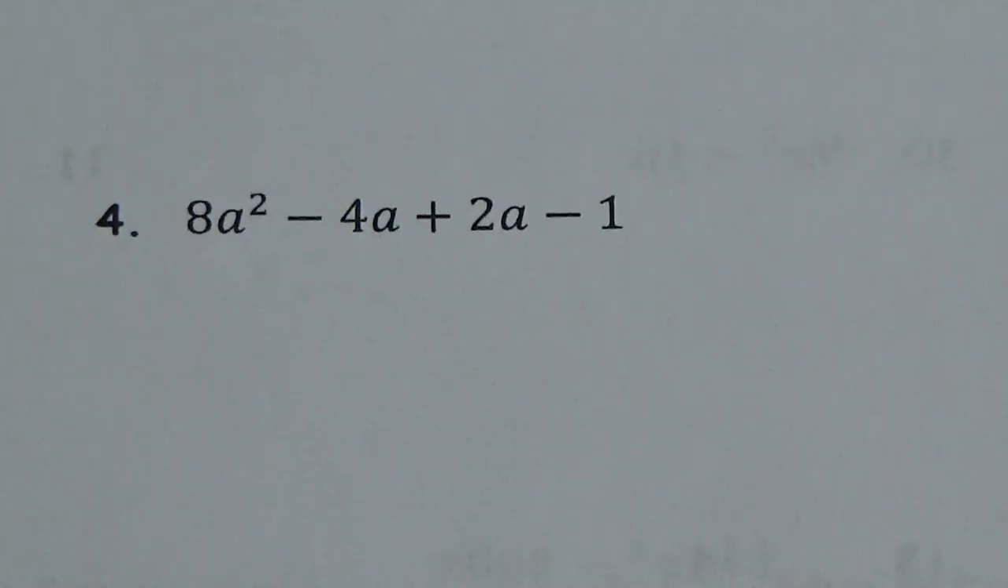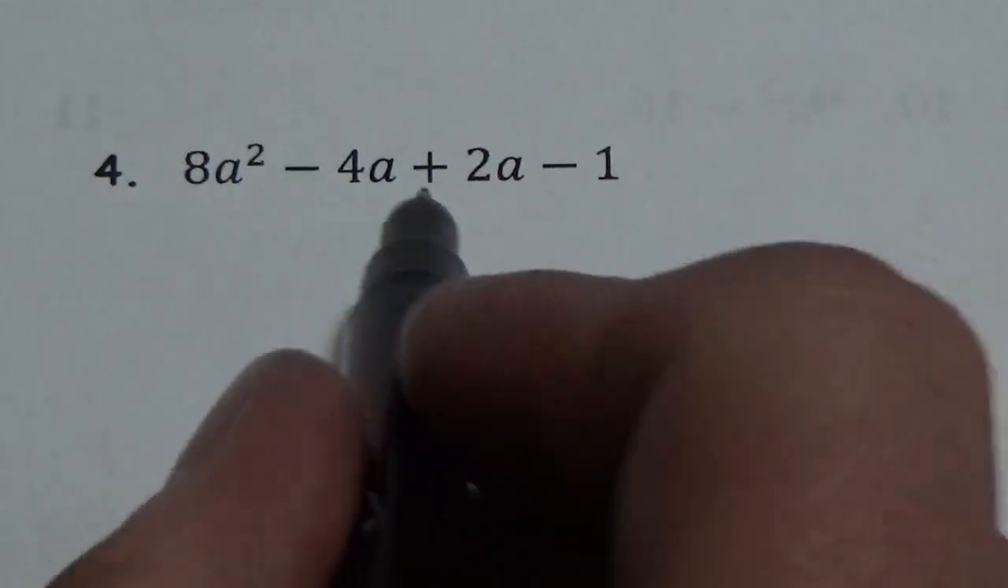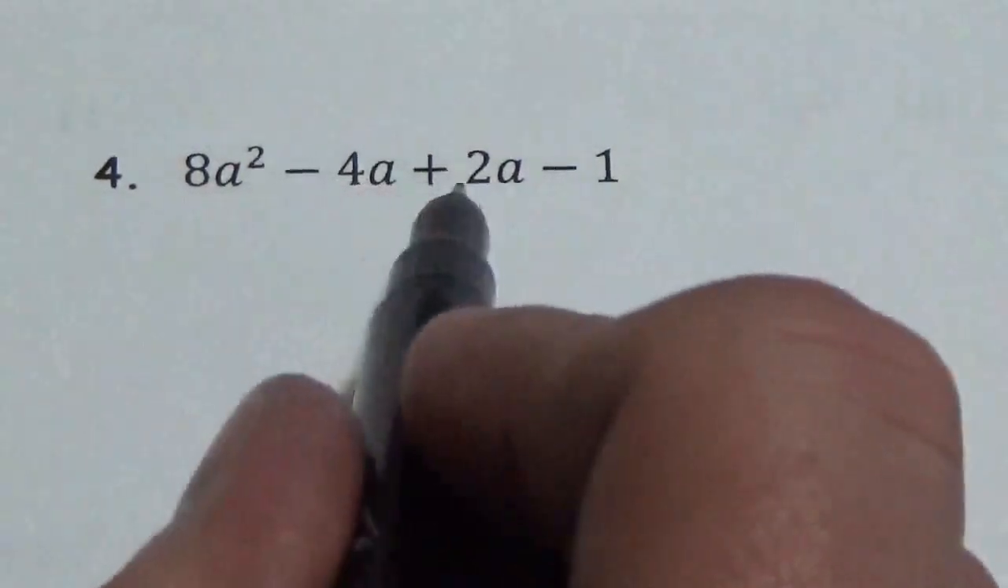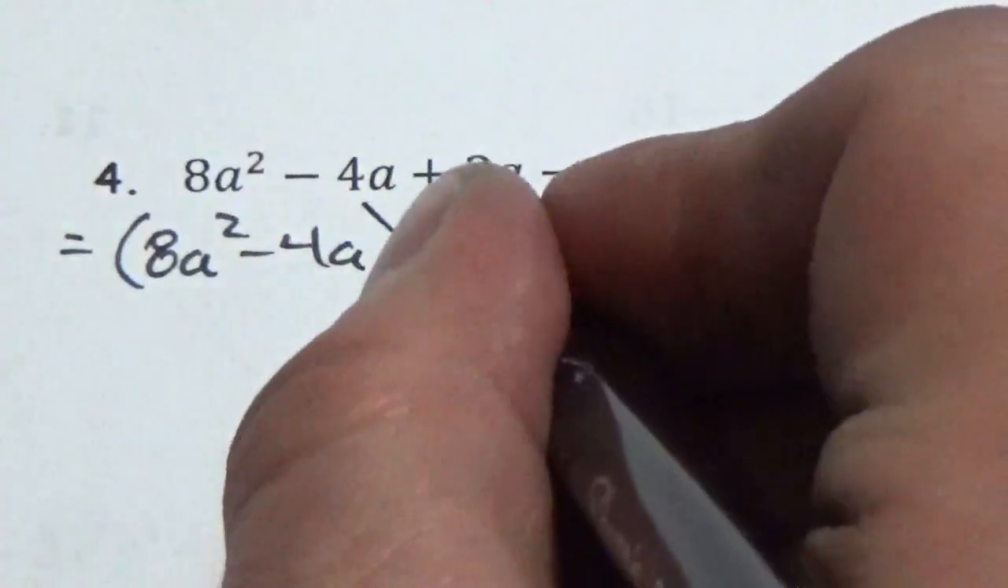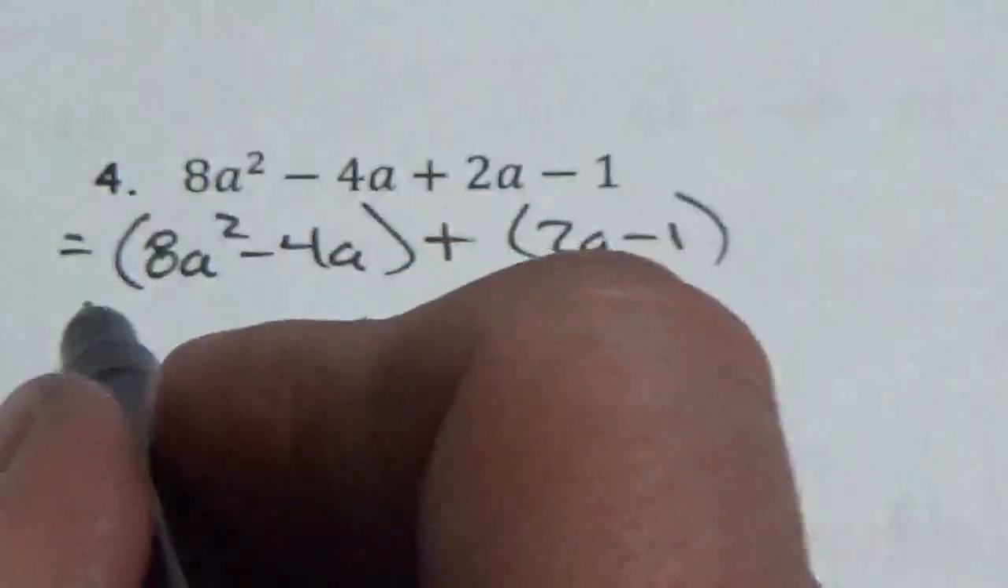Let's have a look at this one. A squared minus 4a plus 2a minus 1. And again, you'll notice that I could actually group together those two middle terms here, but that is not in keeping with the spirit of this problem. So what I'm going to do is put parentheses around the first two, a big plus sign in between, and then parentheses around the last two.